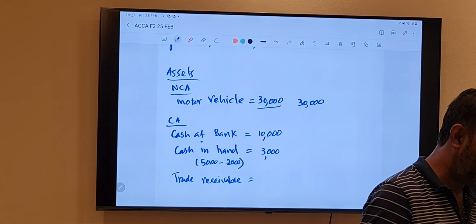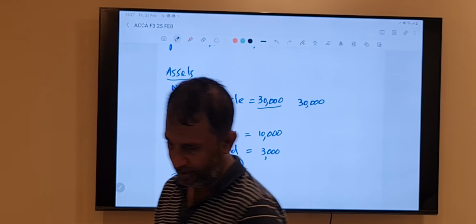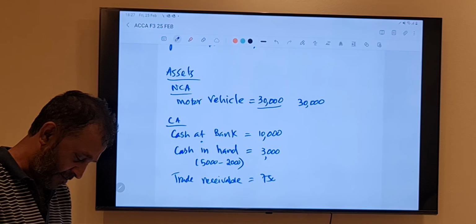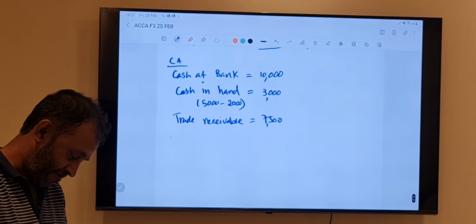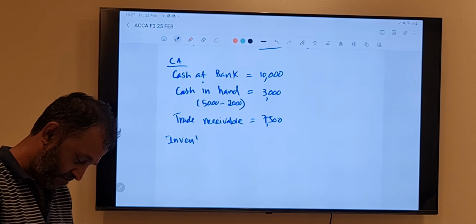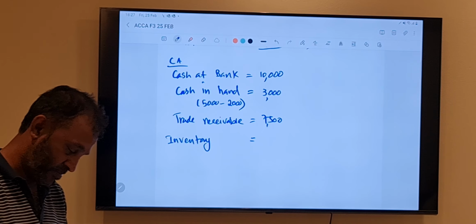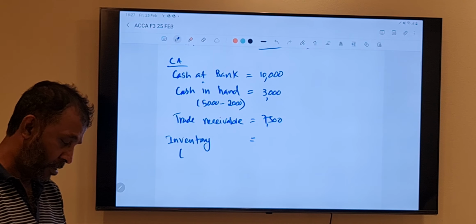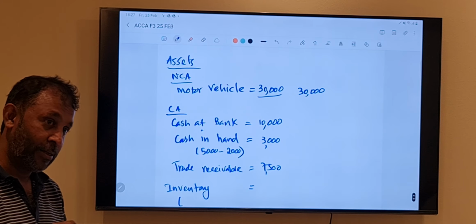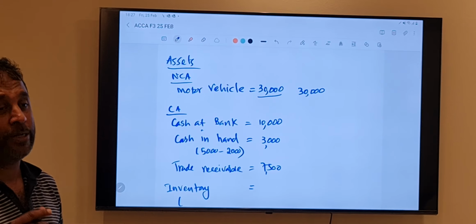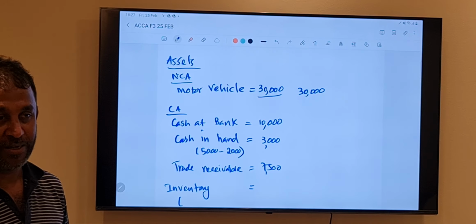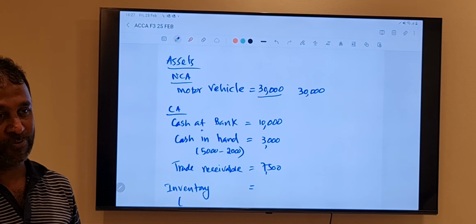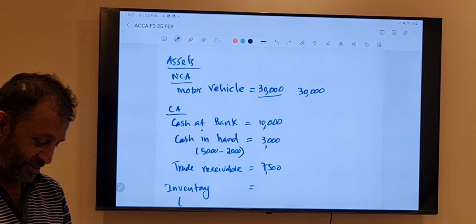Trade receivable? How much? 7,500. Inventory? Now it comes 10,000. We need to know the cost of this 10,000. Of this, 1,000 is the cost. If the owner is taking money, items from the business, he should take only by cost, no? Yes. Same like the perfume taken by the owner. Okay, now 10,000.